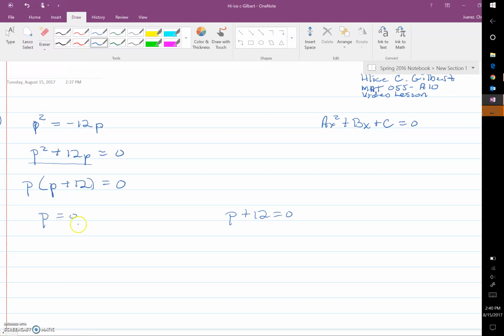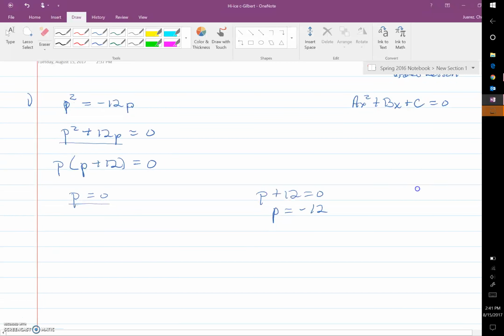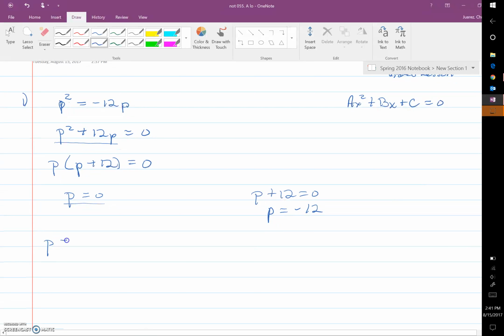Well, this guy is already solved. Nothing more to do. Here I just need to subtract 12 from both sides, and I get this. And so my final answer is p equals negative 12 or 0. Let's just think about this. We don't need to physically check it, but if we do this real quick, what's 0 squared? Well, 0 squared is 0. And what's negative 12 times 0? Well, negative 12 times 0 is 0. So does 0 equal 0? Yes, that means 0 is an answer.